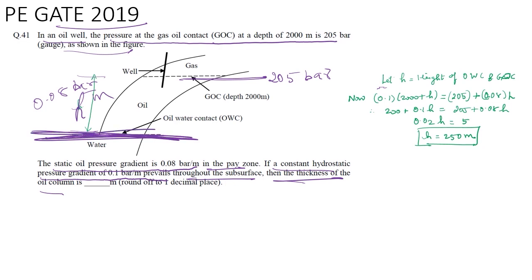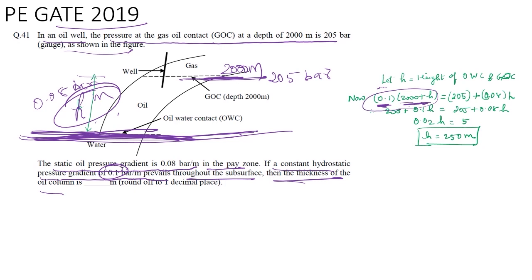At this particular point, my pressure would be 0.1 into 2000 plus H. Again, I know my top of the gas cap is at 2000 meter plus my height, so that I will be reaching this layer. So 2000 plus H into 0.1, where 0.1 is my pressure gradient. So I will get the pressure over here as 0.1 into 2000 plus H equal to, on the right hand side, now let's look at the pressure.